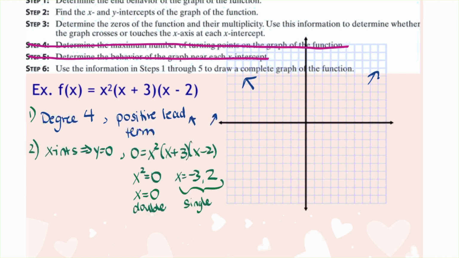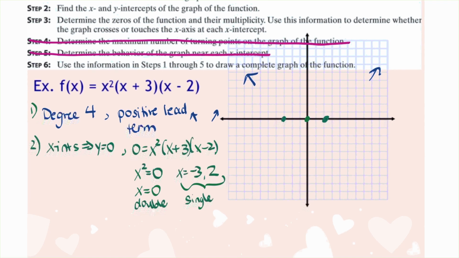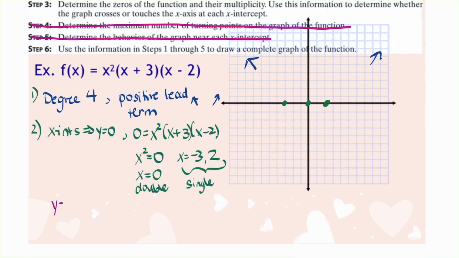So I have the graph crossing the x-axis at (0, 0), (-3, 0), and (2, 0). When I look at my y-intercept, we know that occurs when x is 0. So y would equal 0 squared times 0 plus 3, which is 0, times -2. So my y-intercept is 0.